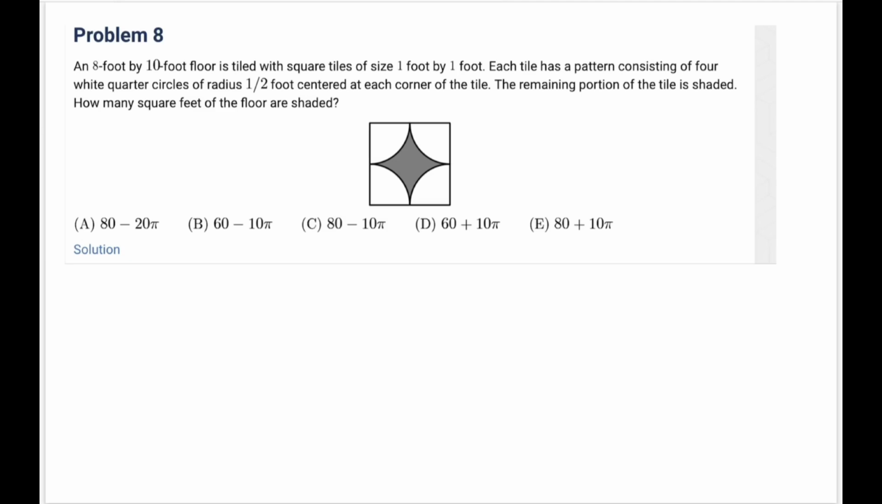Okay, so the floor is 8 foot by 10 foot, so it's 80 square feet.